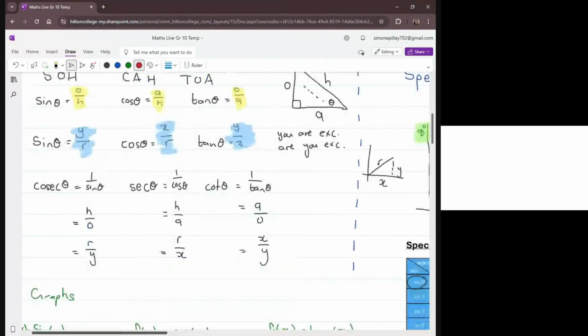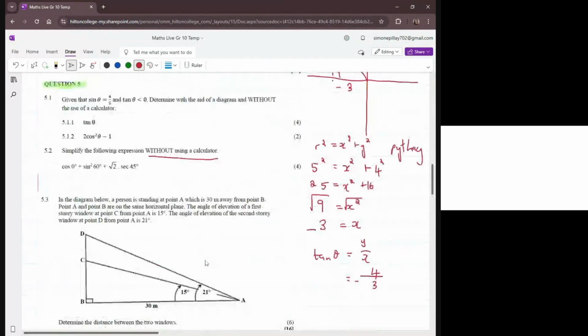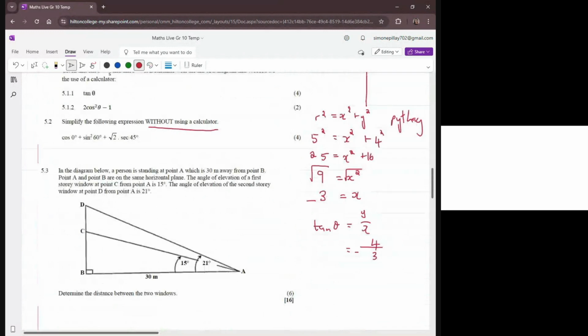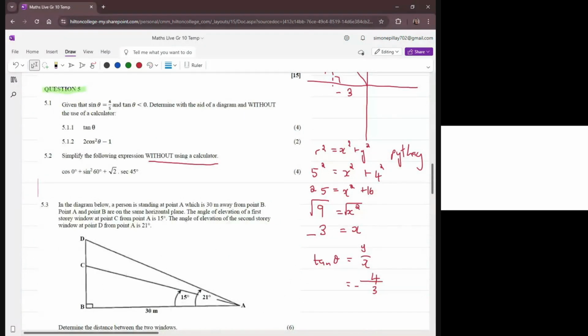And so literally when I get into a test and I see special angles, the first thing that I do is this. So I actually am going to just do this super quickly. Give me a second.